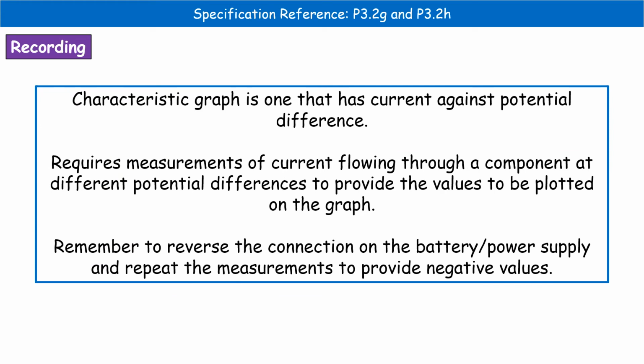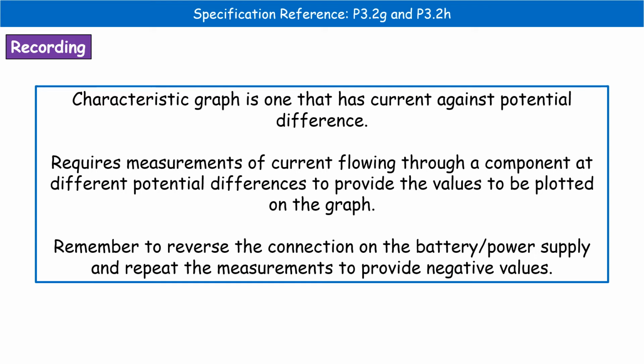What do we do with this stuff then? Well, we plot these things called characteristic graphs. And quite simply, a characteristic graph just has a plot of current against potential difference. So in order to do this, we need to measure the current flowing through a component at different potential differences. That then gives us the points that we are going to plot on the graph.